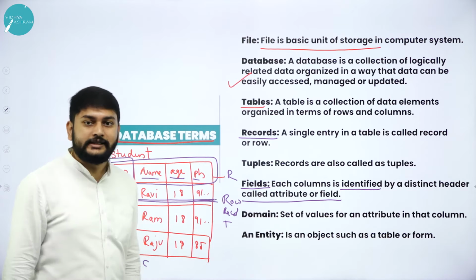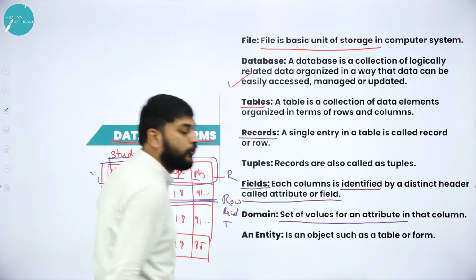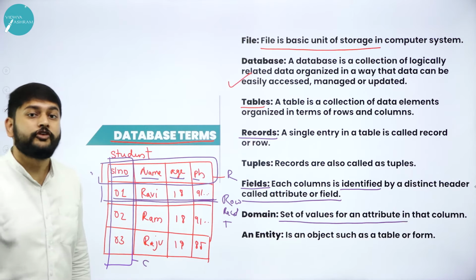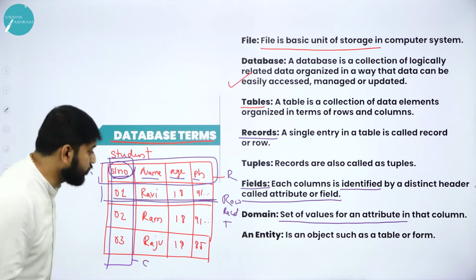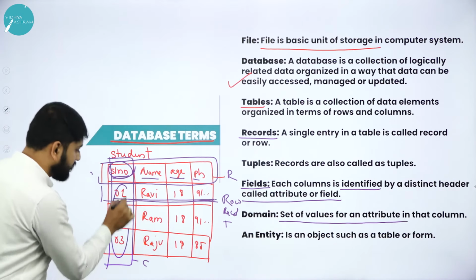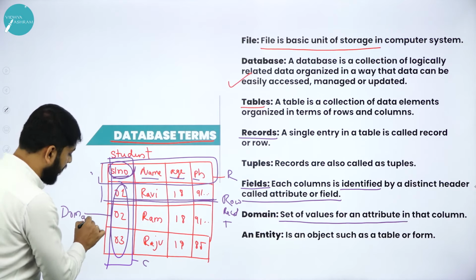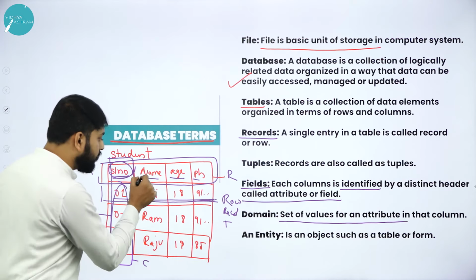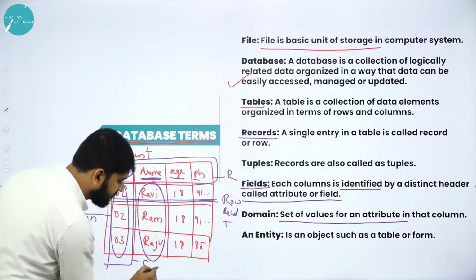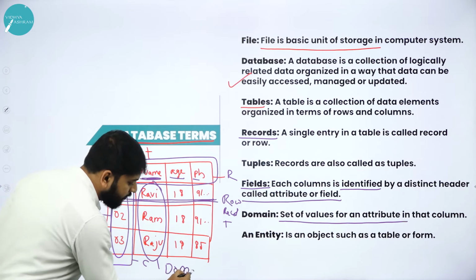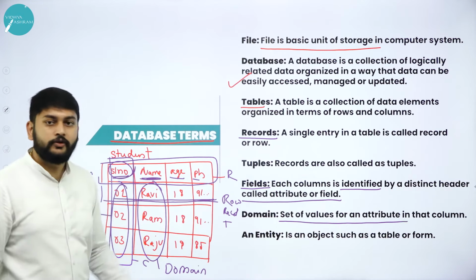What is a domain? A set of values for an attribute. What is an attribute? Serial number is an attribute. The set of values for this attribute is this one. This is what I will call a domain. So this is an attribute, and for this attribute I have some set of values. So this is the domain. Understand this. Understood, everybody? So that is what I will call a domain.